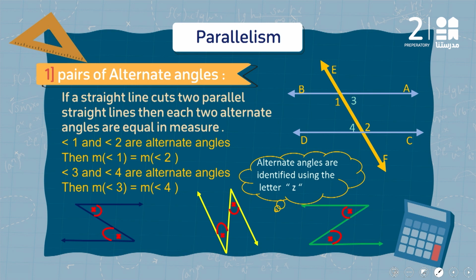So this angle and this angle are equal. This is the corners of letter Z, so these two angles are equal. This is the corners of letter Z, so these two angles are alternate angles and they are equal in measure. So letter Z is a way for you to identify the angles, to find the angles between all of the angles in the figure.